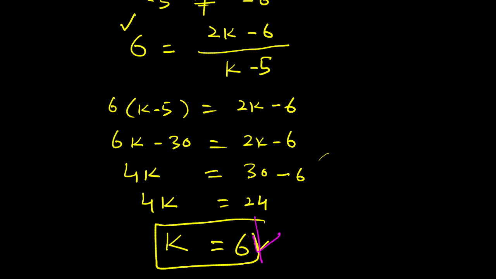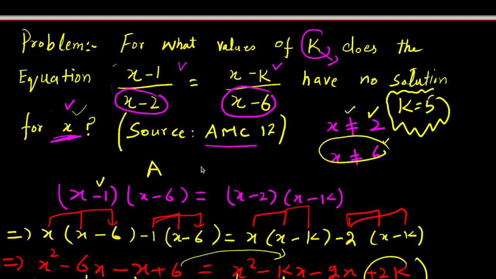If we take k equal to 6, x will become equal to 6, and if x becomes equal to 6, our original expression has no solution, because x equal to 6 makes the denominator of this fraction equal to 0, and we are unable to divide by 0. So there are two values of k, k equal to 5 and k equal to 6. These two values are the values for which this expression has no solution for x.